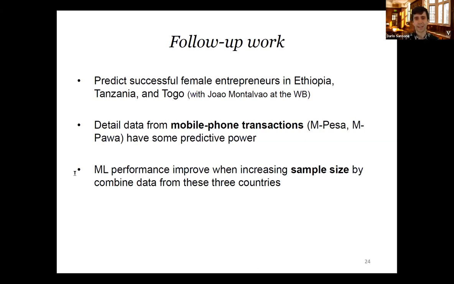And this result is still preliminary. That's why I don't have the working paper link there. But in general, what we see is that adding a few thousand observations does make a difference, and so it helps the algorithm disentangle noise from signal. The other interesting thing is that in one country, we have information on mobile phone transactions, such as M-Pesa or M-Paisa, and we do see that these data have predictive power. So I'm optimistic that in the future, where we have access to more and more different kinds of data sets, we will be able to answer more questions and get more accurate predictions in different contexts.